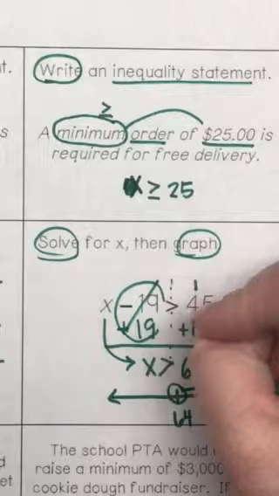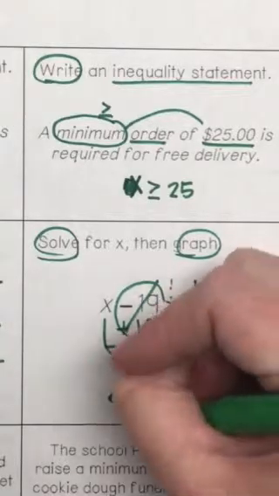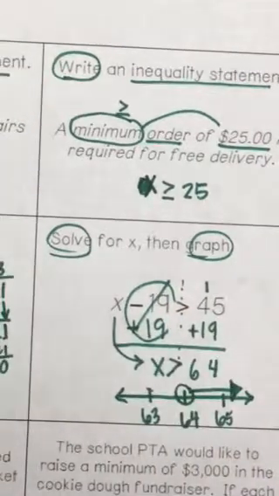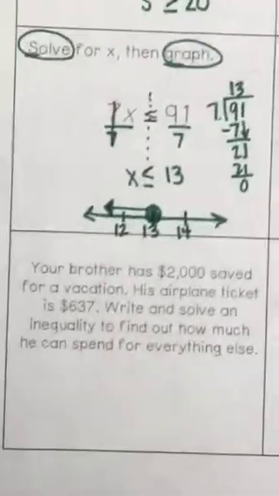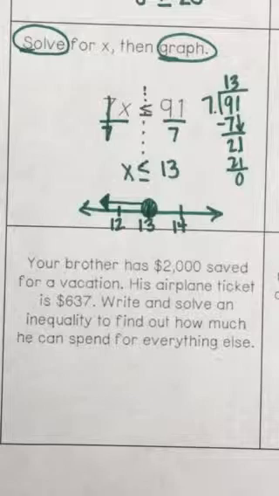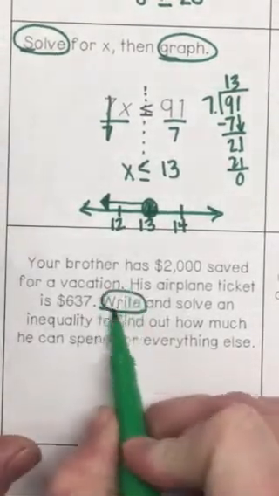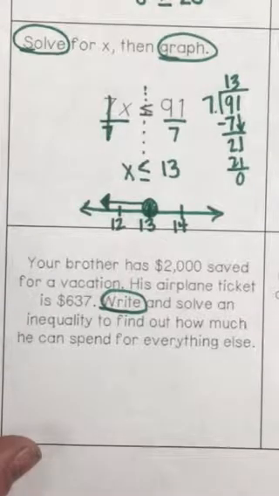Above 64 is 65, to the left of 64 is 63, and that is how we graph this equation. Now on the next two, I'm just going to show you how to write the inequality, and then you can practice solving it on your own. So what we're going to do on the video is write the inequality. You're going to solve it on your own now that we've practiced solving before.